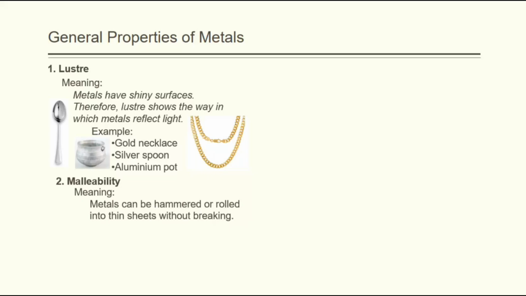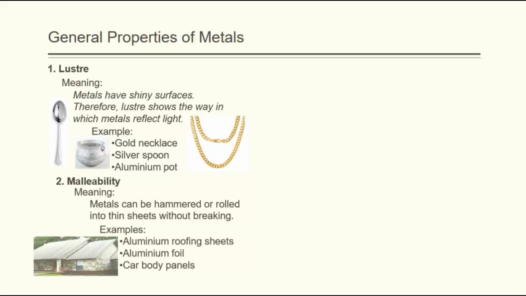Malleability. This means that metals can be hammered or rolled into sheets without breaking. So examples of some metals that have this property are aluminum roofing sheets, aluminum foil, car body panels.